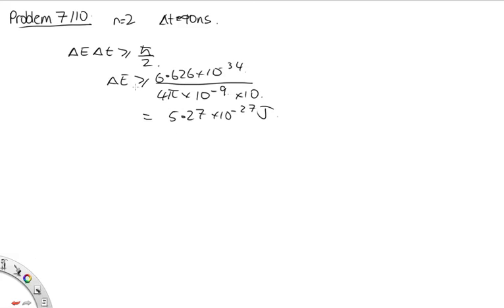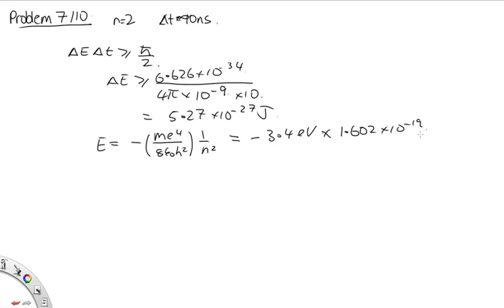Now this has given us the absolute uncertainty in this energy, but what we need to do now is work out the energy so that we can get the number of significant figures. So the energy is equal to minus m e to the 4 over 8 epsilon naught h squared times 1 over n squared. Now, we know that this thing in here is equal to 13.6 electron volts. So we can write this as minus 3.4 electron volts. Or you could just substitute in for all of these if you want. And then we need to convert this into joules. So times 1.602 times 10 to the minus 19.